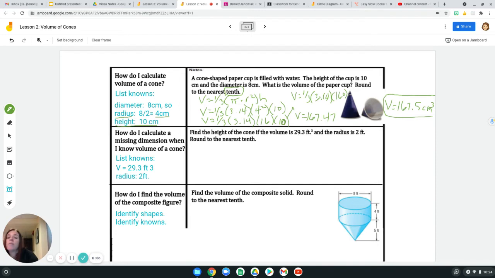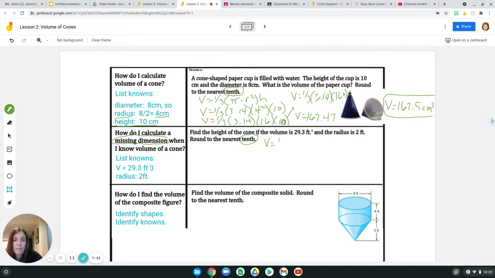Okay, now we have a level 3 kind of problem where we're looking for a missing dimension. So I'm giving you volume and one of the dimensions. So let's see what we know here. Find the height of the cone if the volume is 29 3/10 feet cubed and the radius is 2 feet. And again, we're going to round to the nearest tenth. All right, so I've listed my knowns on my side. I have the radius. I have the volume.